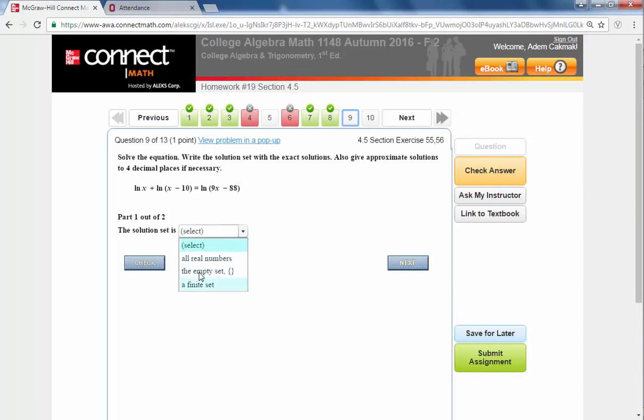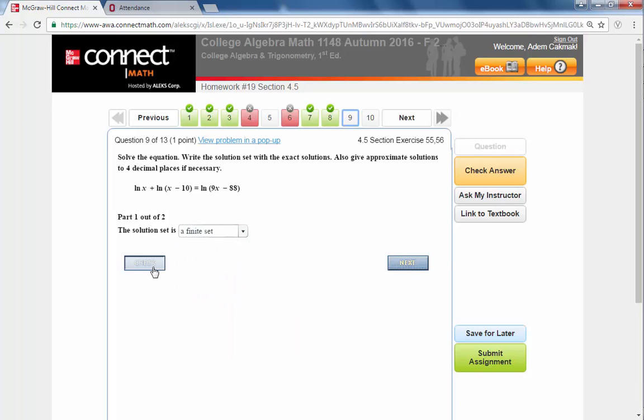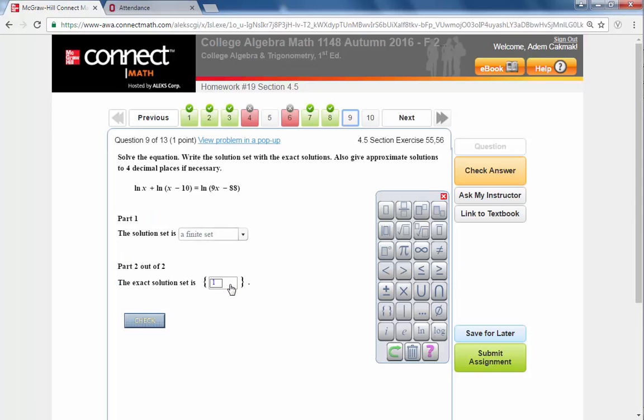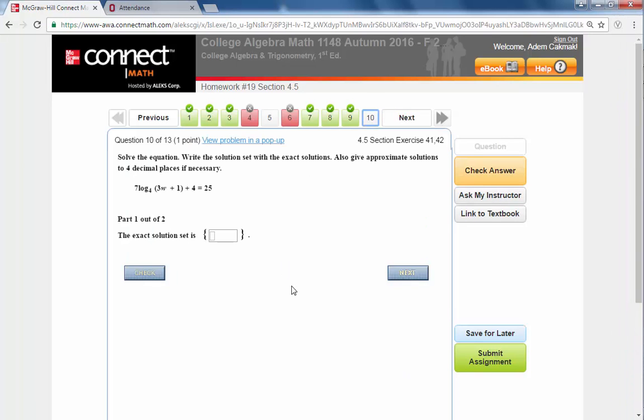So, a finite set means you have a couple of solutions. All real numbers means infinitely many solutions. Empty set means no solution. We have one solution, so I didn't choose it. Yeah, finite set, that's 11. Okay, ready for the next question?